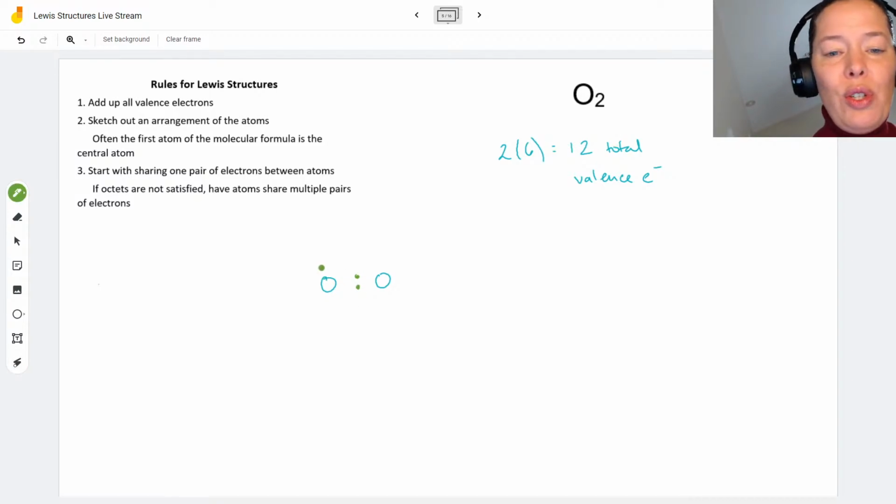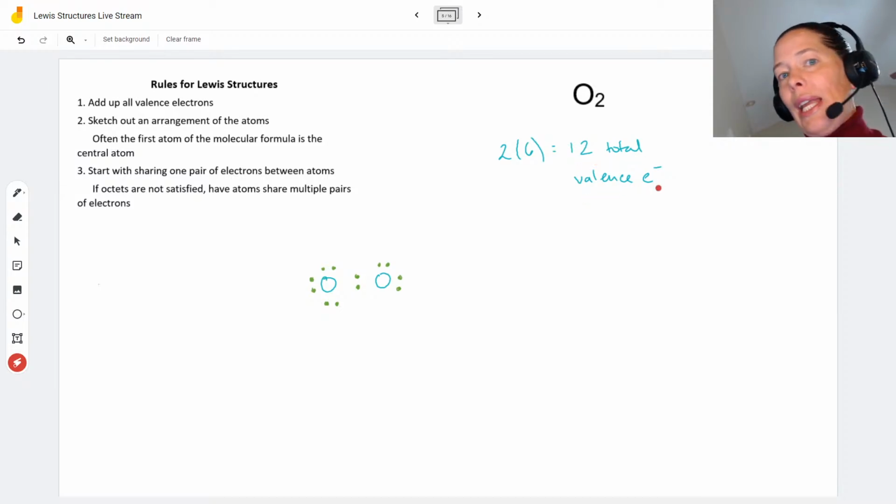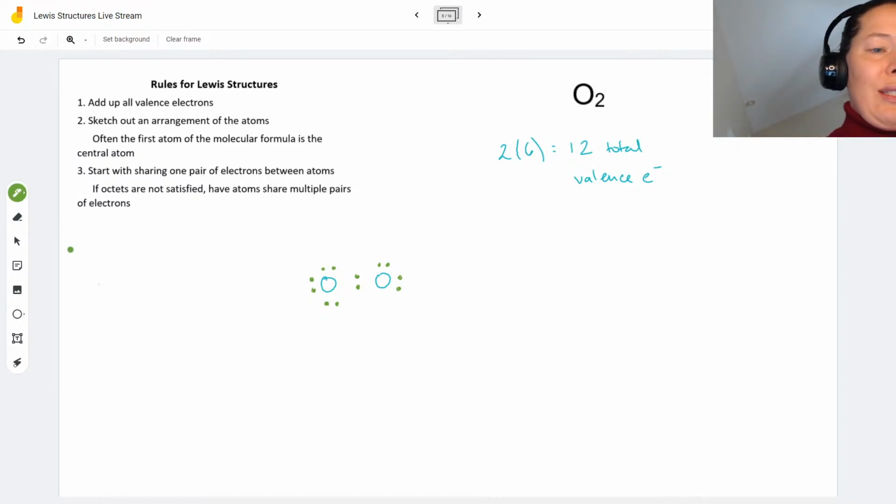Okay, so I've used 2. So this is 4, 6, 8, 10, 12. Just double check that. 2, 4, 6, 8, 10, 12. So that is 12 total valence electrons. So I can't add any more dots in because I only have 12. Now let's see if I have satisfied octets on both of these oxygens.